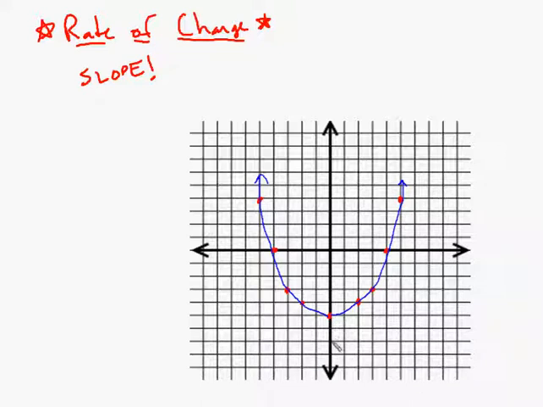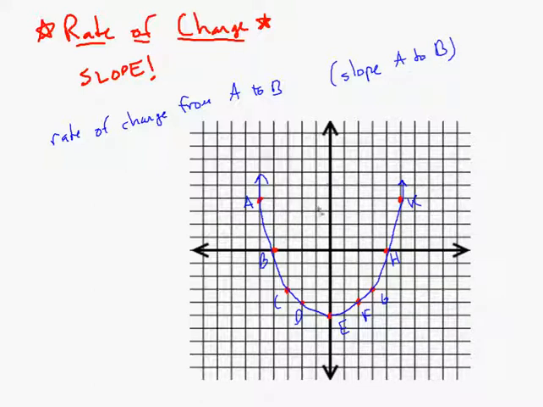Okay, so rate of change. Let's say I label these points A, B, C, D, E, F, G, H. We have to graph real quick. If I want the rate of change from A to B, that means it's the slope from A to B in that order. So the slope of A to B, all I'm going to do is m equals change in y over change in x.